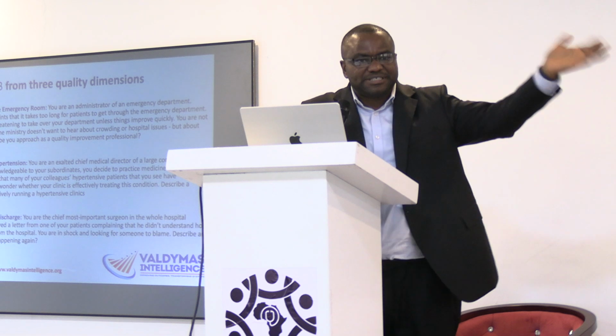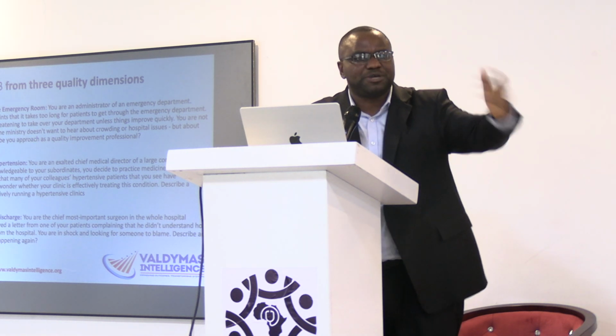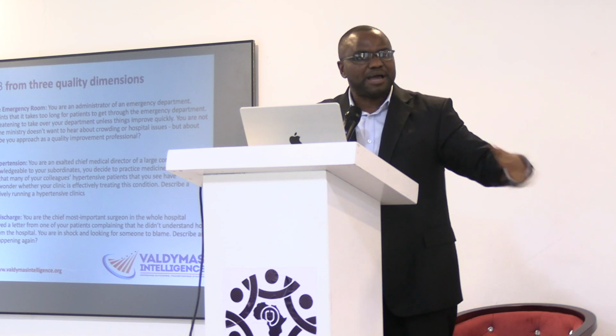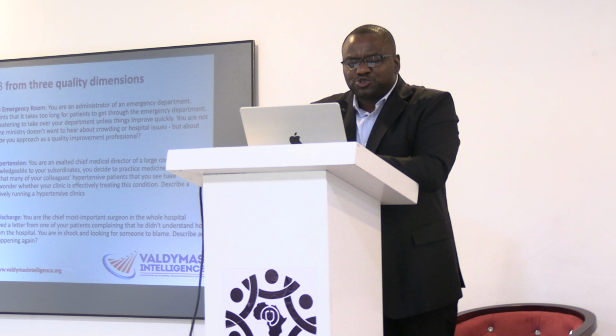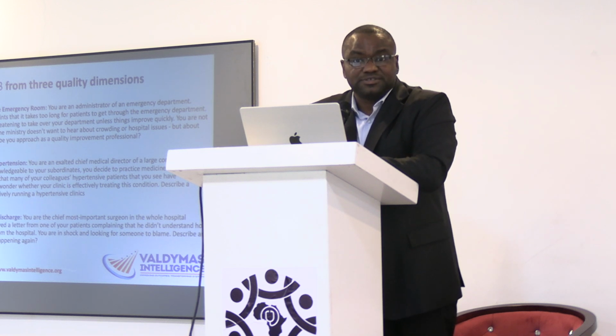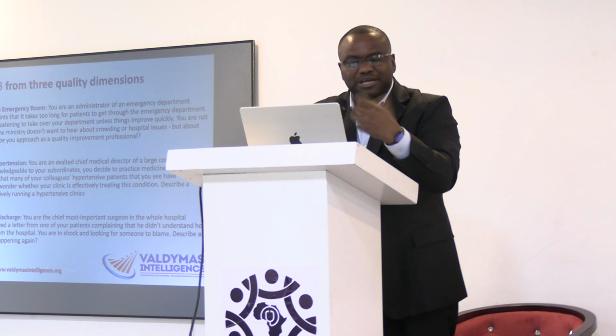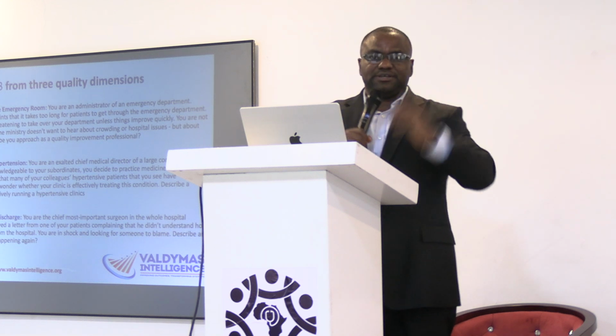So they've seen them in the last 6 months, but their blood pressure wasn't controlled, and they keep coming back and you keep giving them the same medication. That means something is wrong, isn't it? Leading to you wondering whether your clinic is effectively treating this condition. Just from the little sample that you saw, describe the quality improvement based process of effectively running a hypertensive clinic.